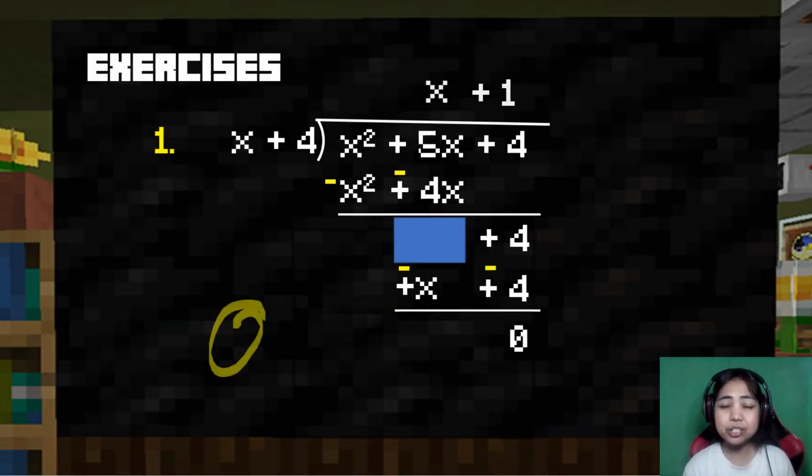Have some more exercises para mas ma-practice natin ang pag-divide ng mga polynomials using the long division method. In here, meron tayong mga missing terms na nakatakip. So, we will look for those missing terms. Habang nagsasolve, pwede niyong i-pause muna ang video and then later on, i-play niyo na lang pagka gusto niyo nang i-check ang inyong mga sagot. Okay, number 1. We have x squared plus 5x plus 4 divided by x plus 4.